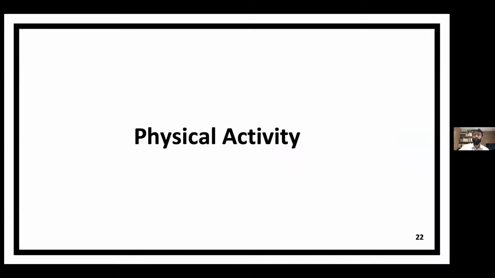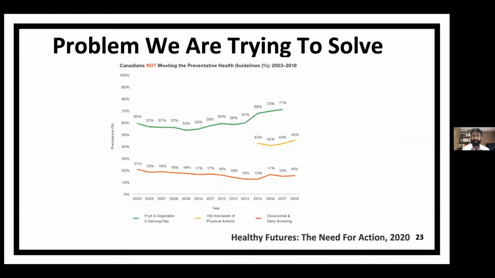Okay, so I'm going to jump right to the next thing that we were working on, which was physical activity. With regards to physical activity, what is the problem we are trying to solve? Based on this Healthy Future study, which is a pan-Canadian study, I want to highlight your attention to the yellow. We see that more individuals are eating fruits and vegetables over time. The x-axis is years, the y-axis is prevalence.